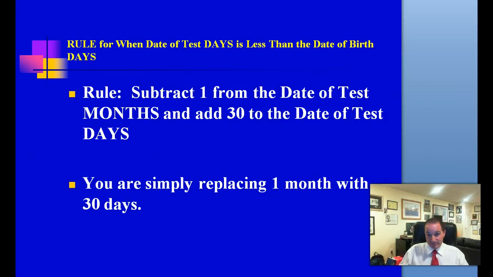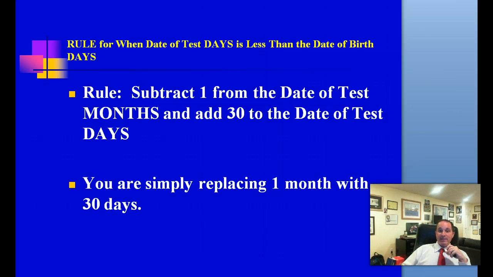So, we have a rule. And our rule is simply this. You subtract 1 from the date of test months and add 30 to the date of test days. What you are doing is you're simply replacing 1 month with 30 days. And it doesn't matter whether there are 31 days in a month, 30 days in a month, or 27 or 28 days in February or something like that. We're always using 30 as our standard.